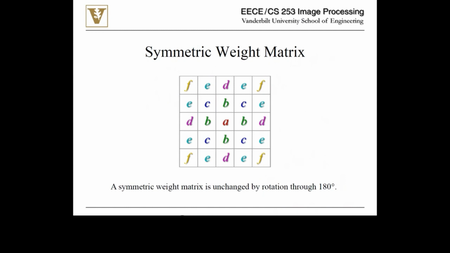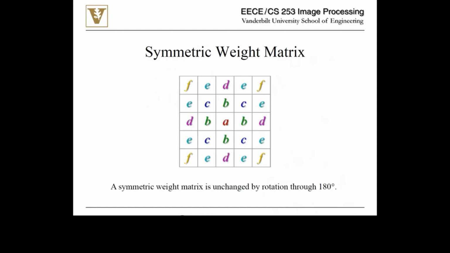So if this is the origin, if you take the mirror of any one of the points, you get the same value. So what is the mirror of this? The mirror of this is this one, and they are both B. The mirror of this one is this one. The mirror of this one is this one. The mirror of this one is this one. The mirror values should have the same value.